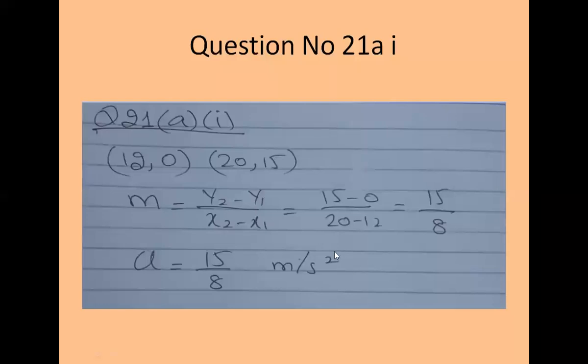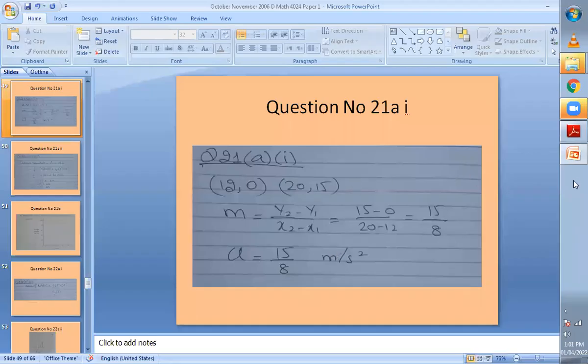Okay, so from that speed time graph, I have taken 2 points on that line, one is 12,0, the other one is 20,15. You know, I can find the gradient of that line. The formula is y2 minus y1 divided by x2 minus x1. So it will be 15 minus 0 divided by 20 minus 12, and that will be 15 divided by 8. So the acceleration value is 15 divided by 8. Hopefully you understand.